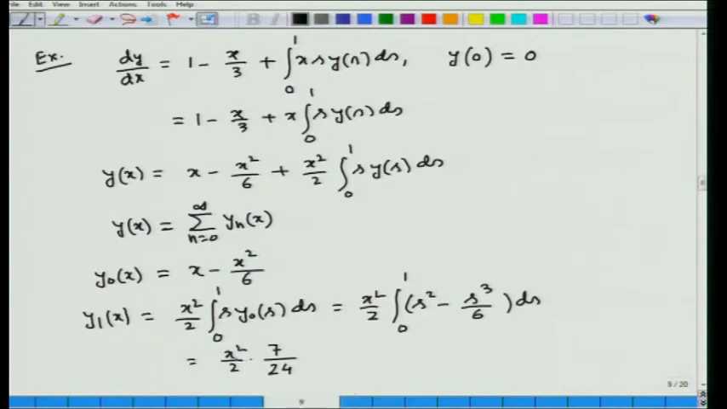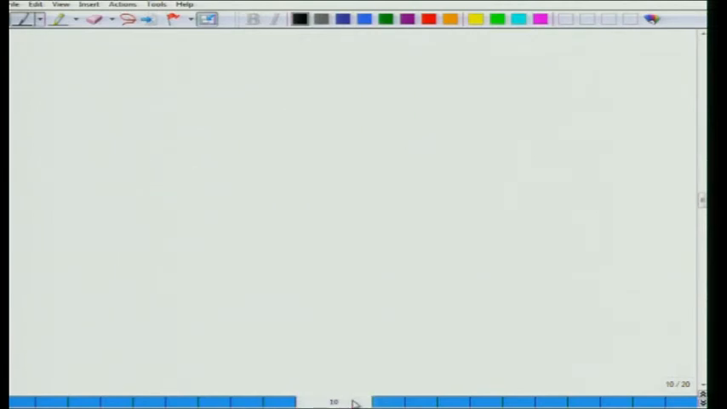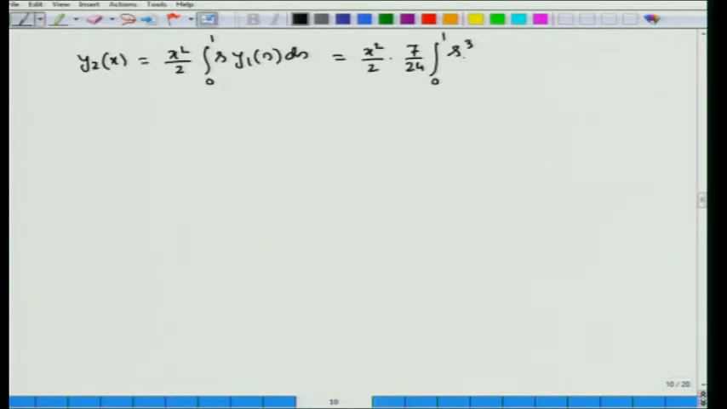So, with y1(x) equal to x²/2 into 7/24, we can calculate y2(x) equal to x²/2 integral 0 to 1 s y1(s) ds. This will be equal to x²/2 times 7/24 integral 0 to 1 s³/2 ds, and this is equal to x²/2 into 7/24 into 1/8.